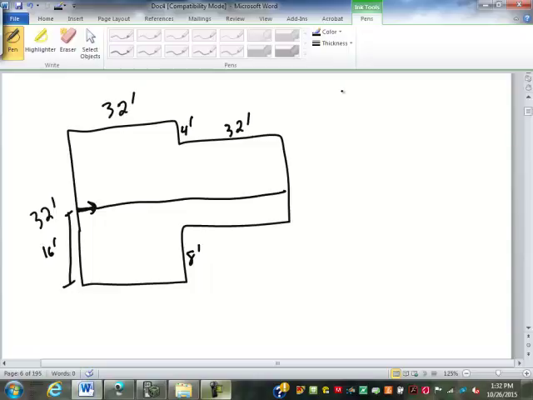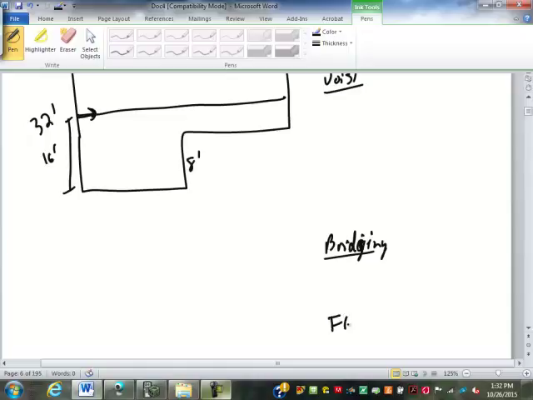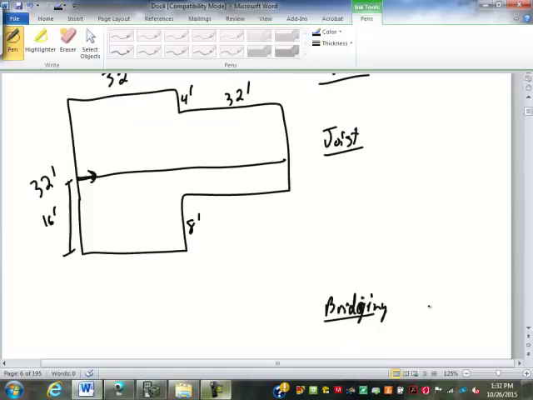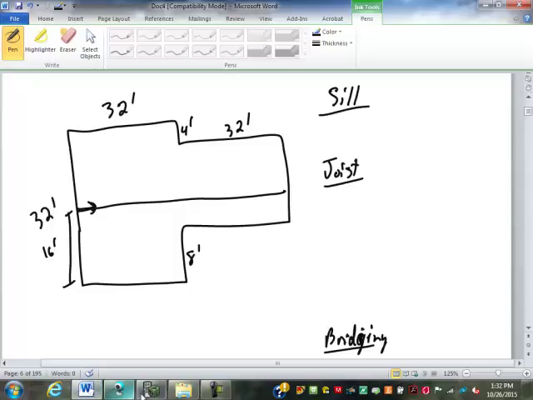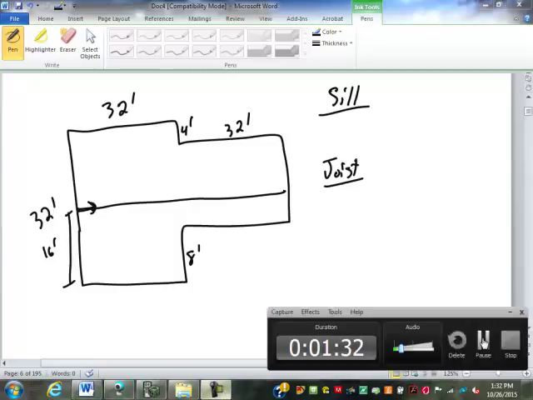So I want you to find sills, joists, bridging, and of course floor. So I'm going to give you a couple minutes, see what you come up with, and we'll talk about that in about 4 or 5 minutes. See what we did.